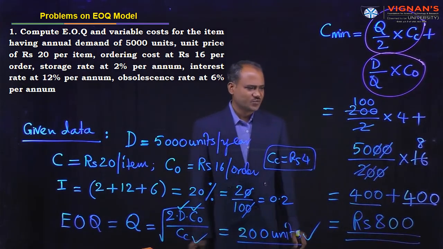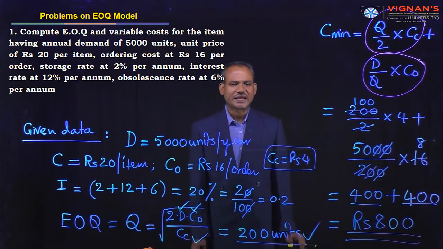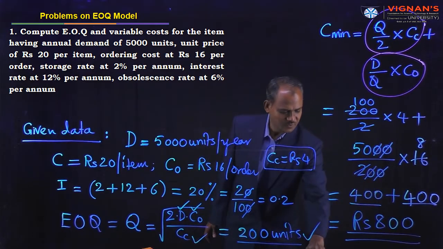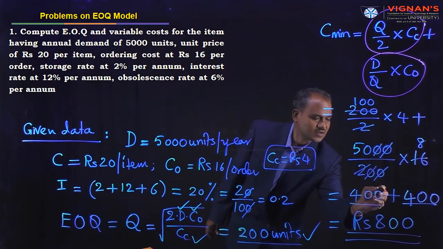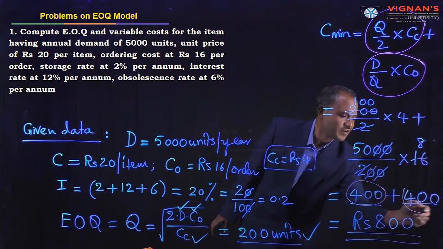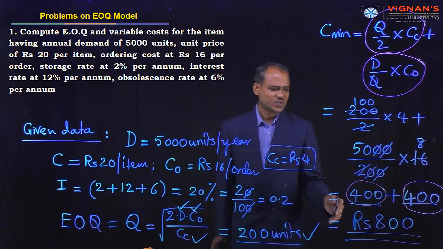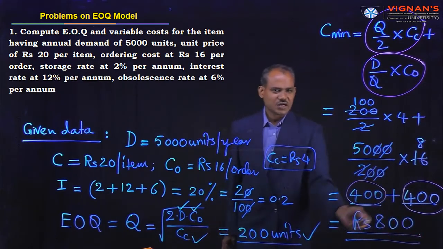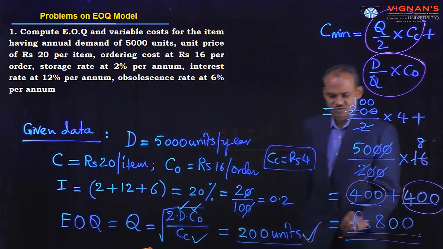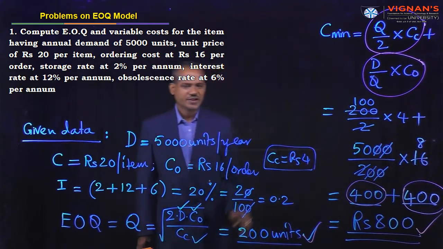From this problem, you can observe that EOQ is obtained where total carrying cost is equal to total ordering cost. What is the total carrying cost? 400. What is the total ordering cost? 400. Both are 400. Final optimum inventory cost is 800. This is the answer. Q is equal to 200, C minimum is equal to 800.